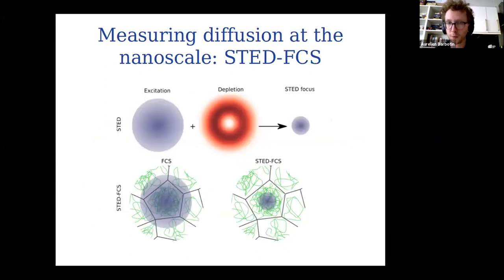Fortunately, it is now possible to increase the resolution of optical microscopes using STED, stimulated emission depletion microscopy. The diffraction-limited excitation focus is overlaid with a depletion beam that exhibits a central intensity minimum and that quenches the fluorescence in the areas of high intensity. As a result, the effective observation volume, or the STED focus represented here, is much smaller than the diffraction limit, and can go from 240 nanometers to 50 or even 20 nanometers. In the example I was giving earlier, that allows us to effectively measure the diffusion within nanodomains.